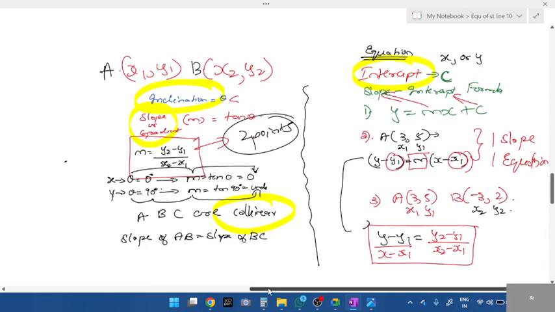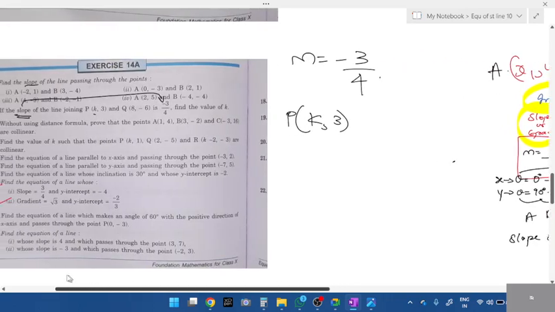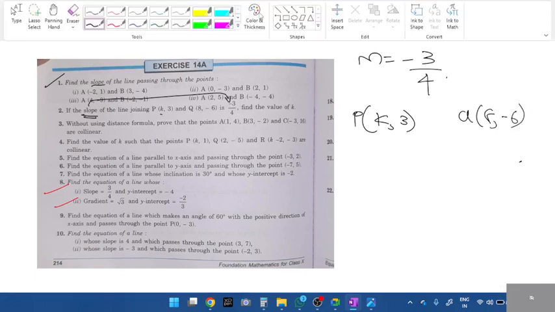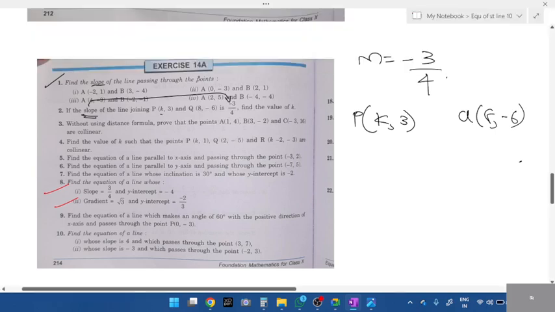y2 minus y1 is equal to x2 minus x1. Q is equal to 8 minus 6. So now I'm teaching you how to make use of the formula, students. This is x1, y1, x2, y2. M value is given. M is equal to y2 minus y1 divided by x2 minus x1.